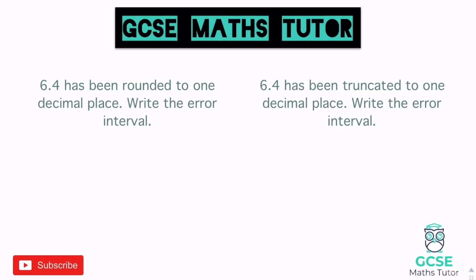Okay, some error intervals. 6.4 has been rounded to 1 decimal place, and write the error interval. So the error interval, we always tend to put either 6.4 or a letter in the middle, depending on what the question is, and we have our arrows always pointing to the left. So we're going to find the upper and lower bound.